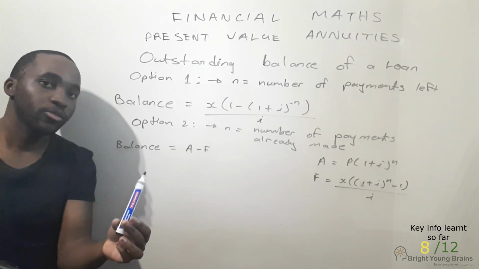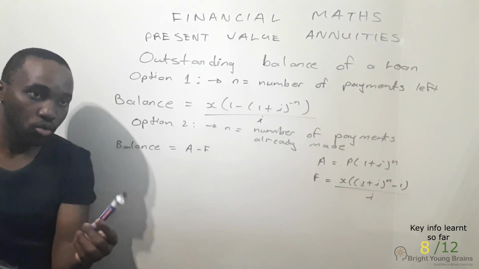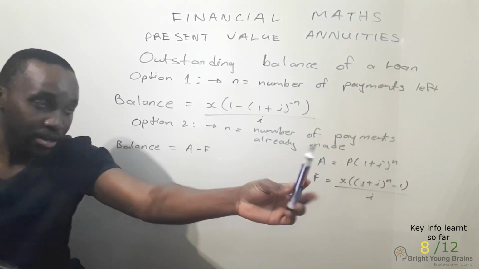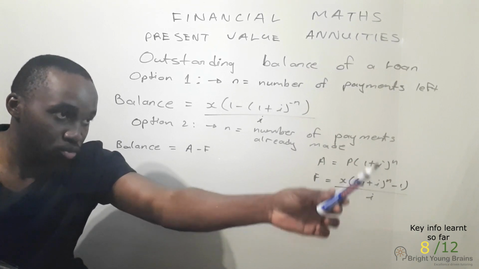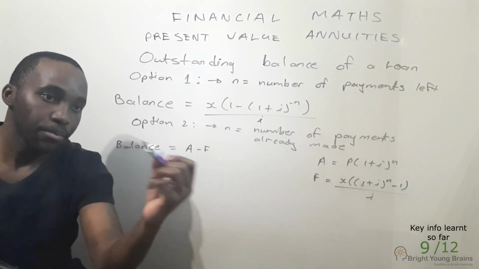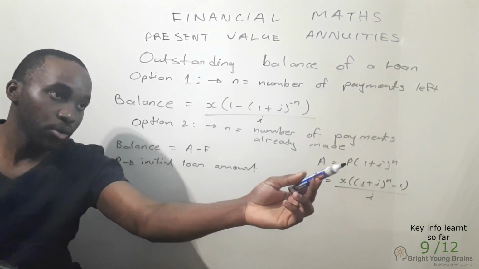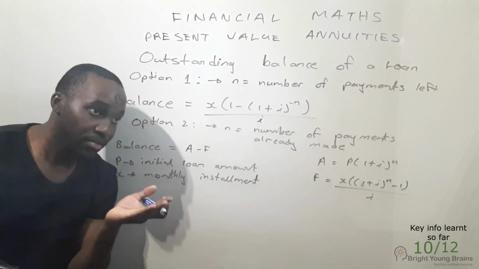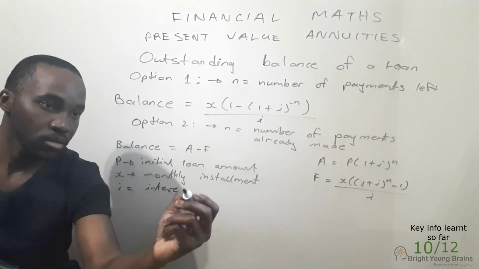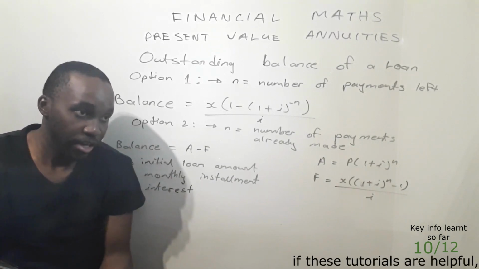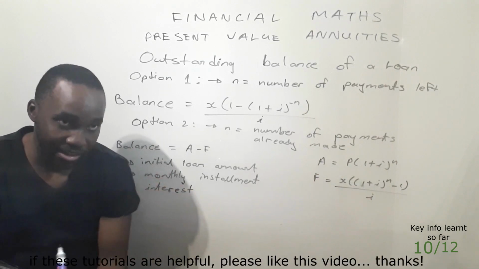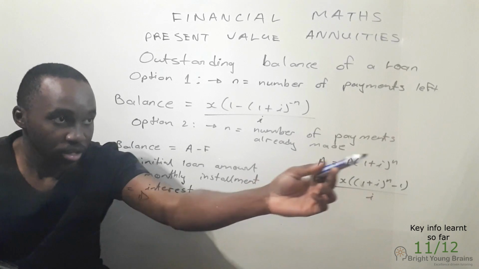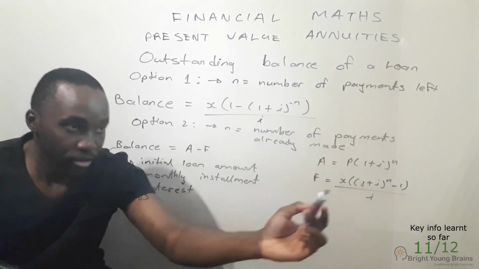So in a situation where you'll be working out the outstanding balance of a loan, N, we said it will be the number of payments that have already been made, and N in these two formulas will be the same number. P will be your initial loan amount. X will be your monthly installment, and then I will just be your interest. And again, the I here will be the same as the I there. So in essence, when you get the balance on the loan, it's going to be this value there minus that value down there.